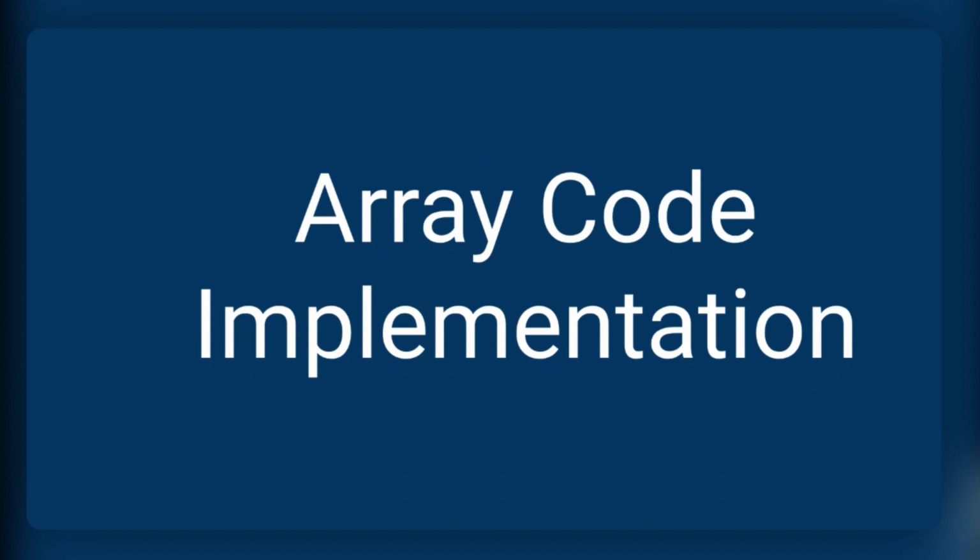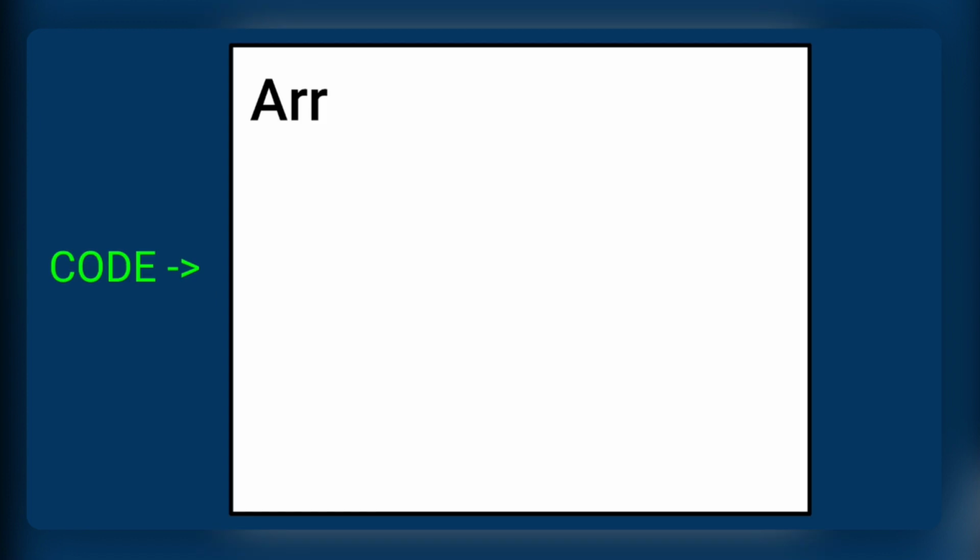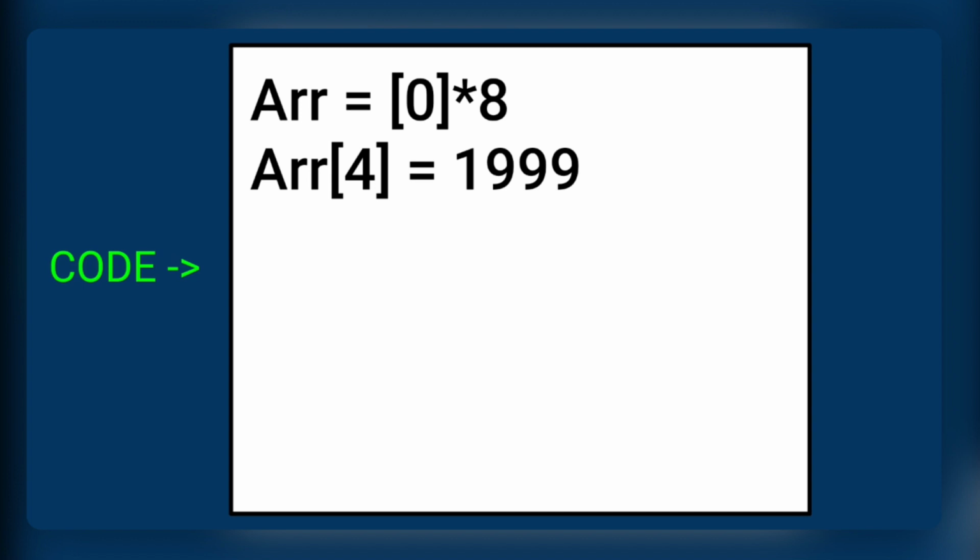Let's look at the array's code implementation. In Python, this is how we declare an array of some length. The array's name, then the equal to symbol and the square brackets, inside of which we put the desired initial value of each box and an asterisk followed by the length we want our array to be. For our example, it's 8. And this is how we set an element. This is how we get it.